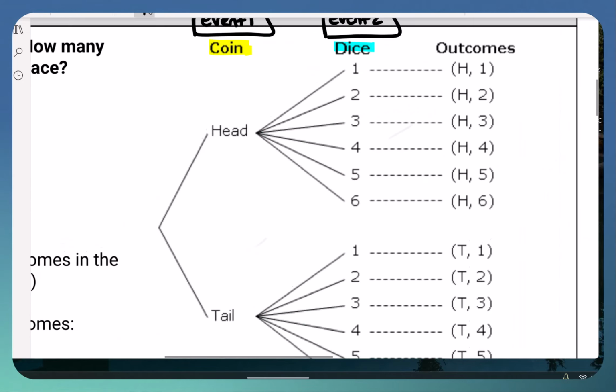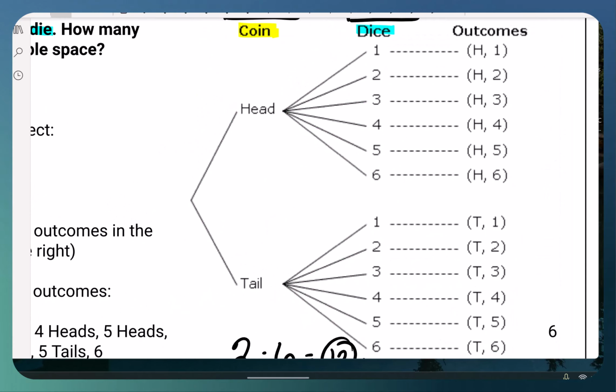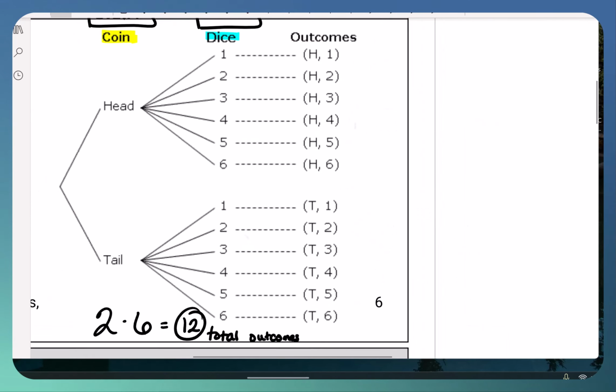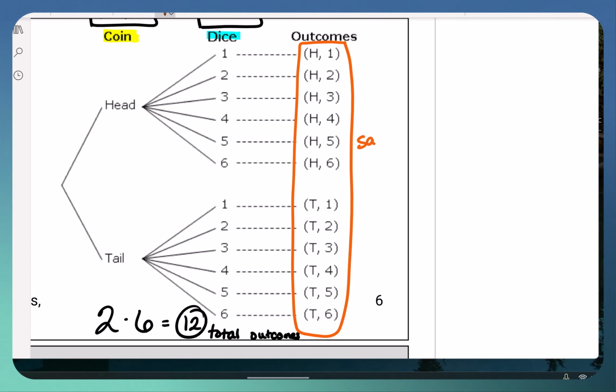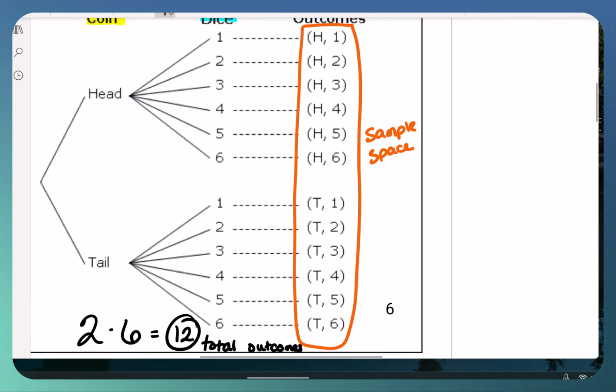So does anybody have any questions about how this tree diagram works? Have you seen it? Can you nod your head? You see it? Okay, you've seen it before. So what about this right here? This list of all of your outcomes, that is what I mean by sample space. You need to be able to find the sample space regardless of each situation. Okay, so that's what we're going to practice today. Sample space, total outcomes, and then we're going to find theoretical probability.